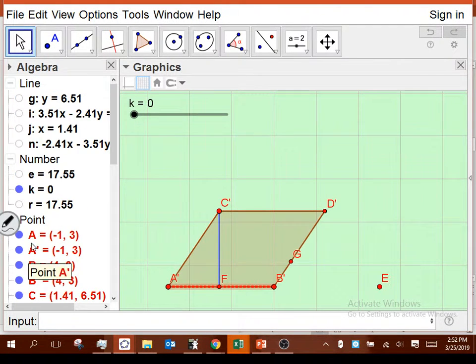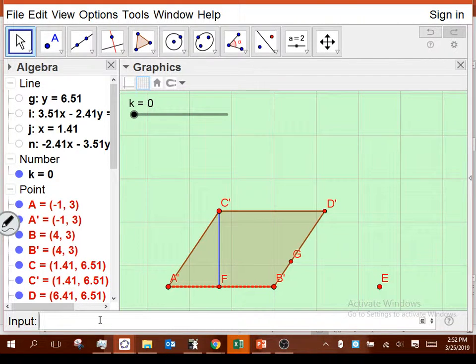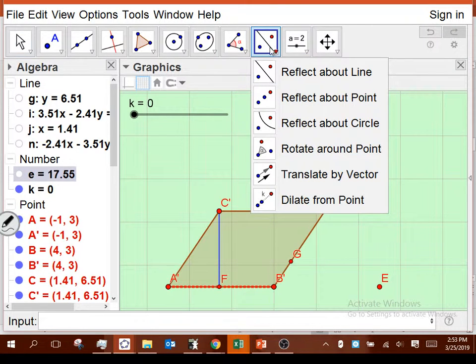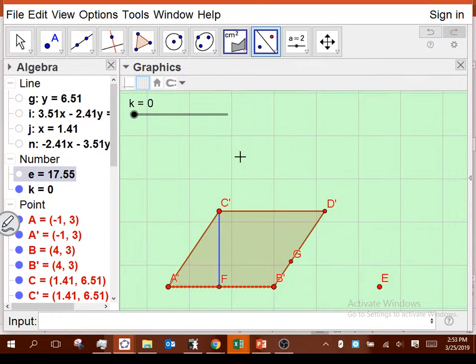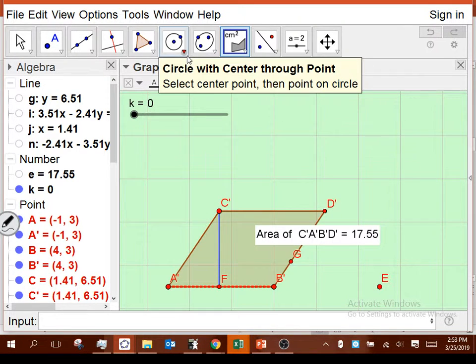So L and M. So let's see here. If I were to take L times M, it gives me that area of 17.55. That's base times height, right? The area of that parallelogram is now 17.55. If I ask GeoGebra, it's actually got a tool here that says area. All I got to do is click on my area, and you see it is 17.55. So that is working, right?